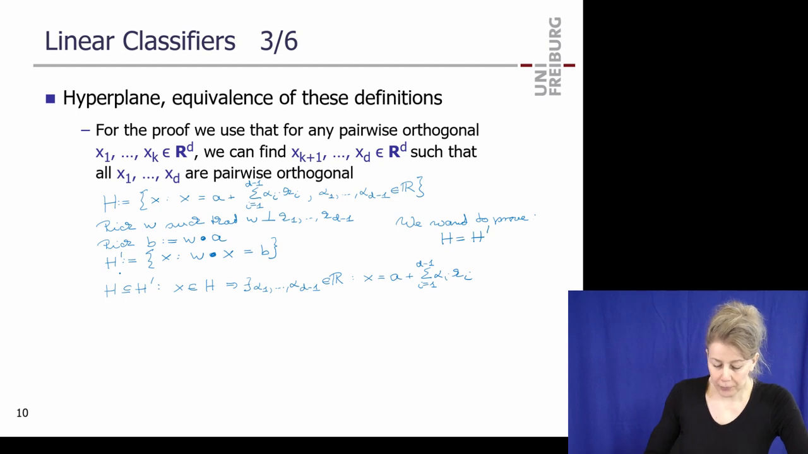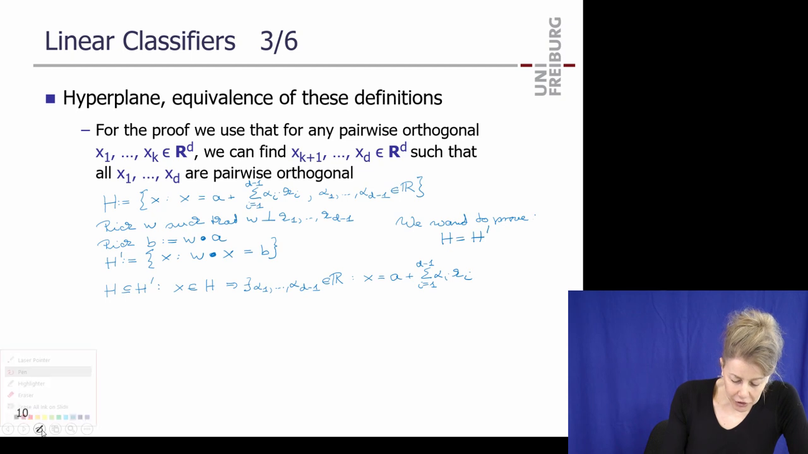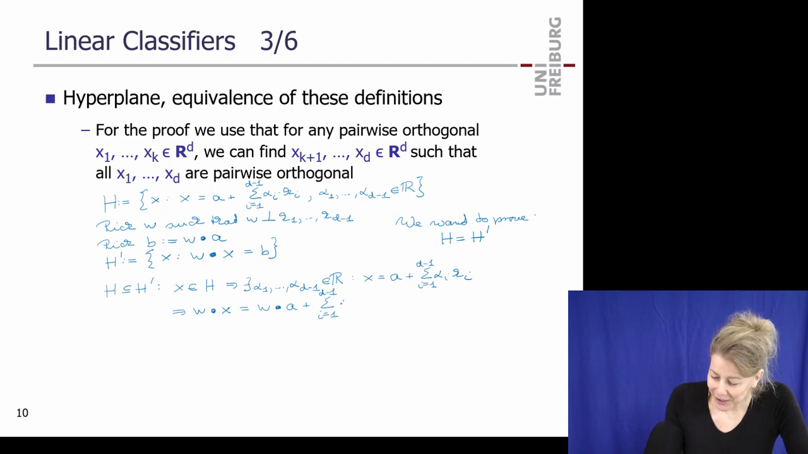And now I want to prove that it's in H prime. So how do I go about these proofs? Well, H prime says something about the dot product of w with this point. So without much thinking, I just take the dot product and see what happens. Well, this is w, everything is linear, so it's the dot product of w and a plus, everything is linear. Note that h is a vector and these are scalars, real numbers, so I can just pull them in because everything is linear, that's why it's called linear algebra.